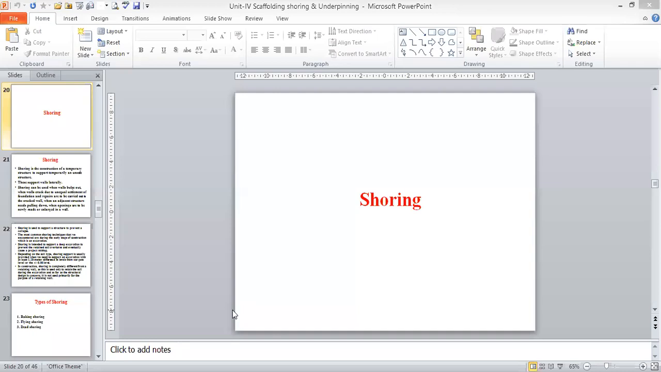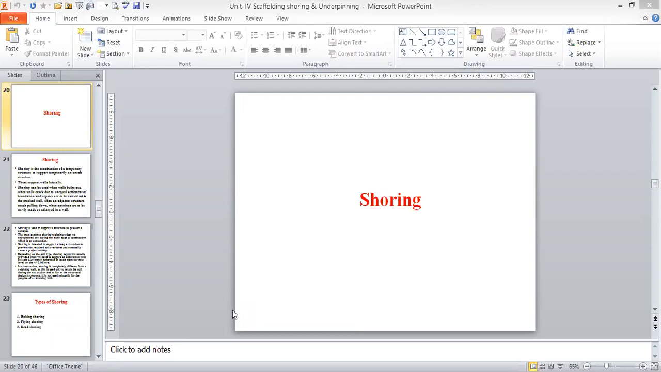Once again, we will take a glance at what we discussed in yesterday's class, because shoring is a continuation of scaffolding. What are the different types of scaffolding we use? The main purpose is a temporary platform for labor, engineers or anyone to go from one level to the other, and for materials. The different types we discussed are single scaffolding, double scaffolding, cantilever scaffolding, suspended scaffolding, truss scaffolding, steel scaffolding, and lastly patented scaffolding.